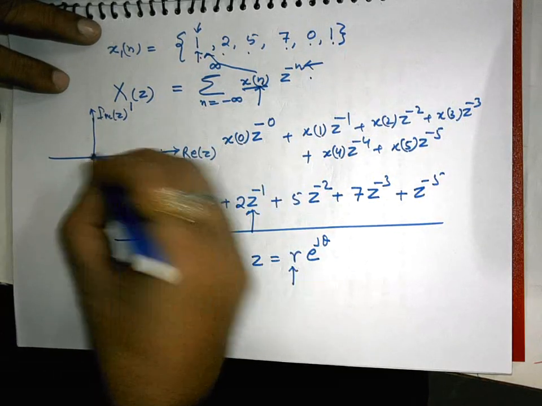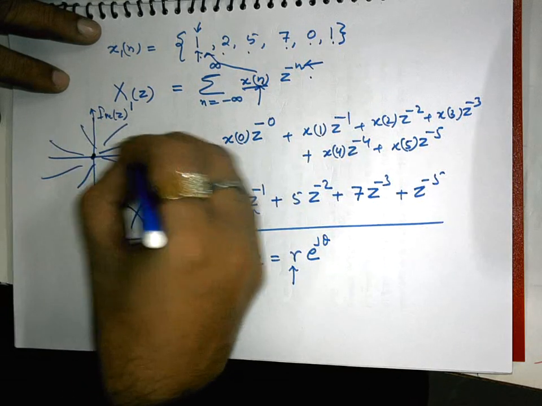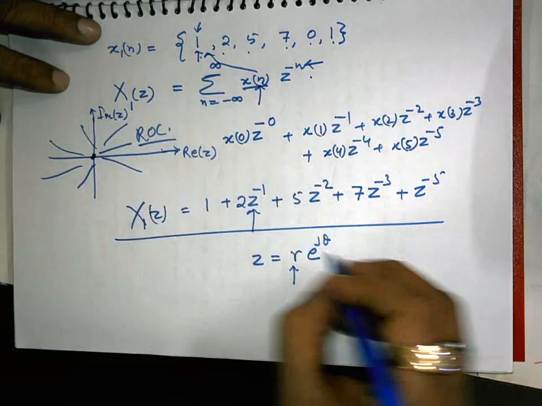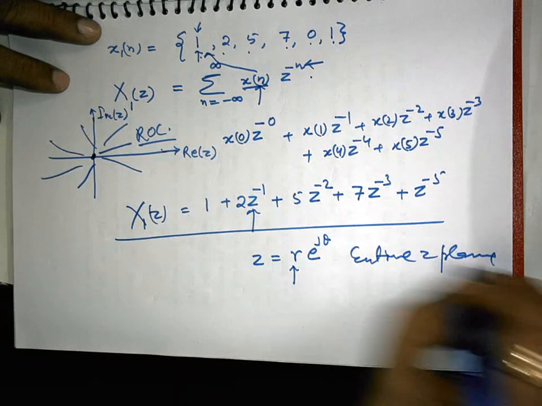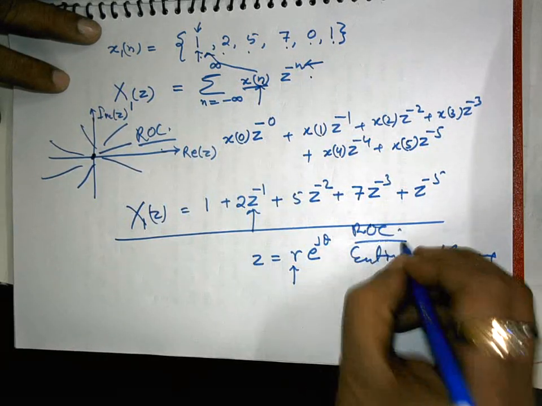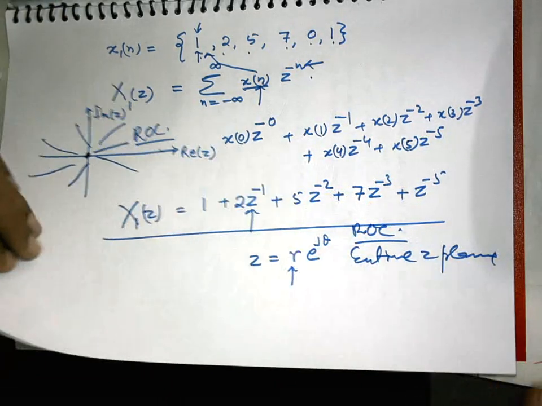So the region of convergence is the entire z plane except z is equal to 0. Got the point? The region of convergence is the entire z plane. Now we will take another signal, and while taking different signals, the things will become more clear to you.